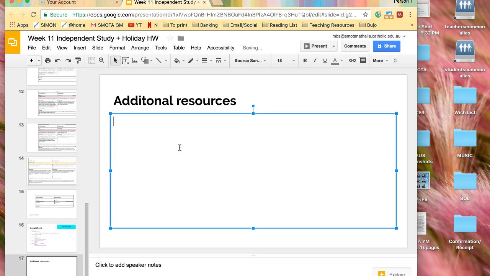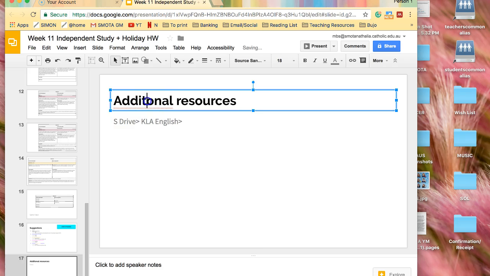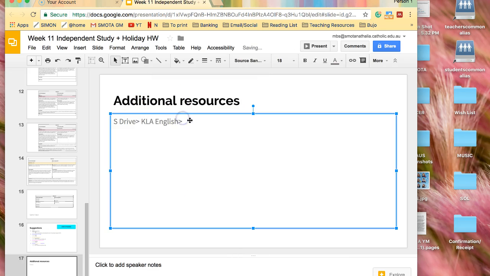Last comment I want to make is additional resources can be found on the S drive. If you go to S drive, KLA English, I knew I'd spelled that wrong, KLA English Year 11, and then I think it's TKAM and the play. You will find the audiobook. You will find the films for both texts. You will find the ebooks.